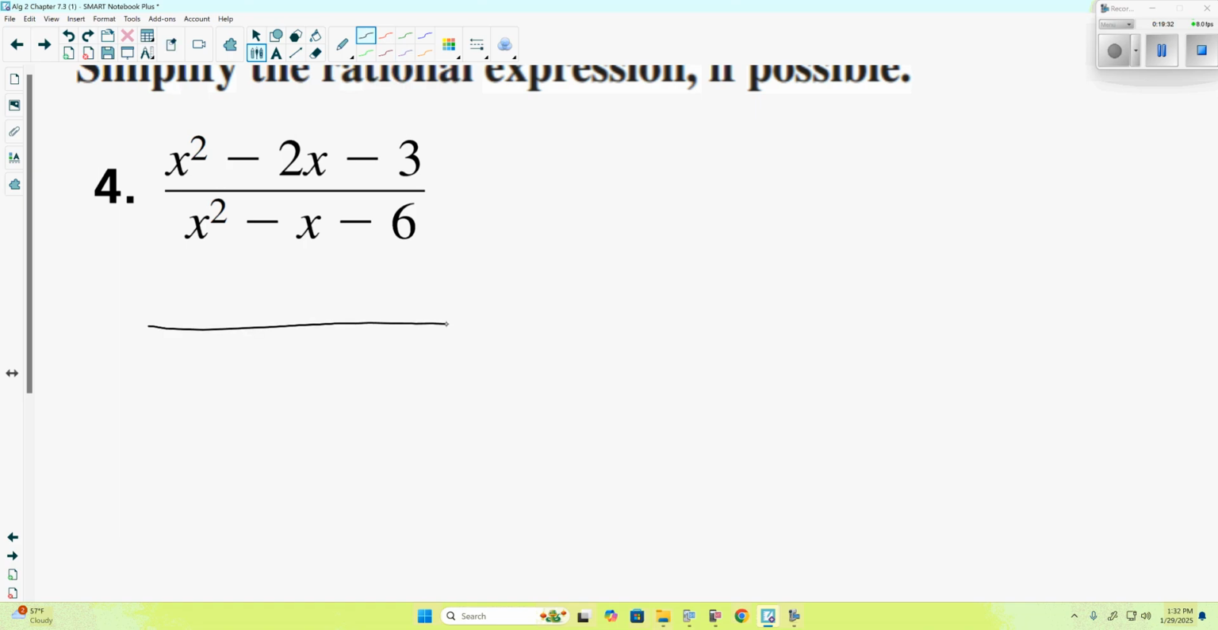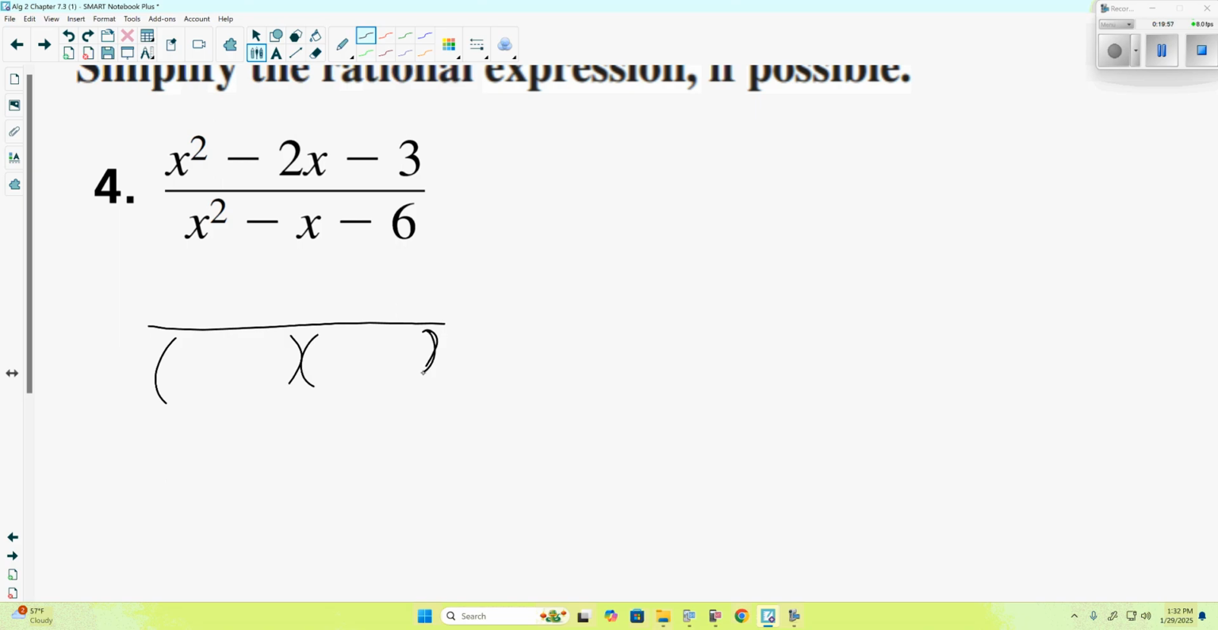X squared minus 2x minus 3 over x squared minus x minus 6. There's no greatest common factor on top and bottom in either expression, so we're going to need to factor. We don't have a sum or a difference of two squares, so we just have to pick one, top or bottom. Bottom, x squared minus x minus 6. We'll factor it first.